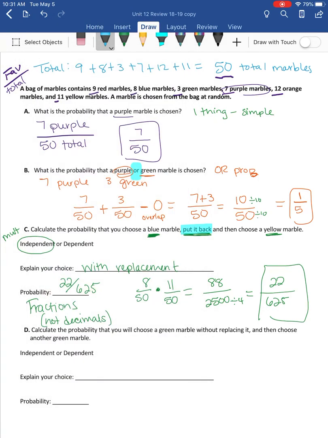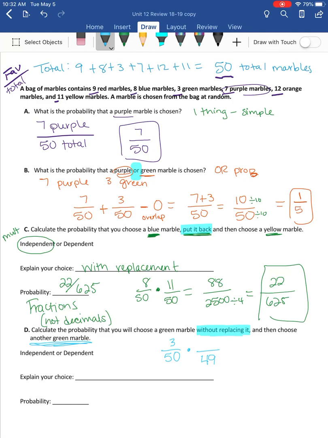One problem left. Letter D, we want to calculate the probability that we will choose a green marble without replacing it. And that's that key word, without replacing it. So we're not putting it back, we're keeping it. Well, if we're keeping it, we have a different number of marbles. For the green marble, we start with 3 green marbles and 50 total marbles. But if we don't replace that marble, then when we look at the probability of getting another green marble, we only have 49 total marbles we're looking at because we took one out.